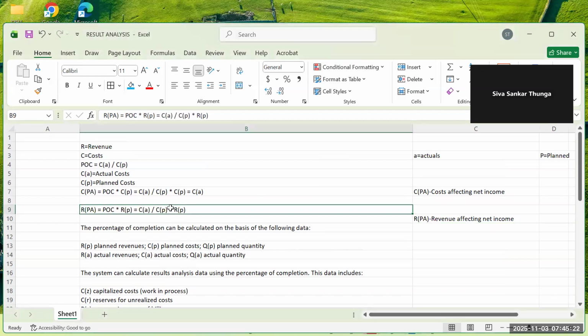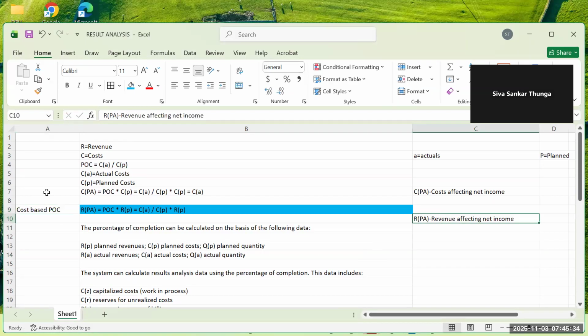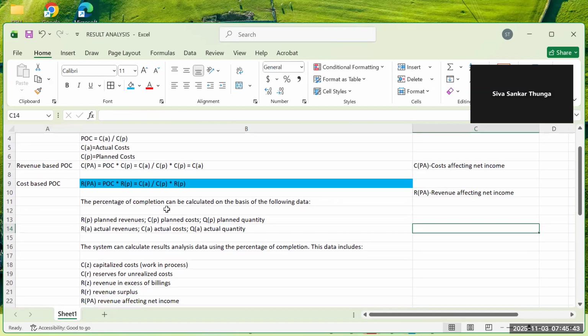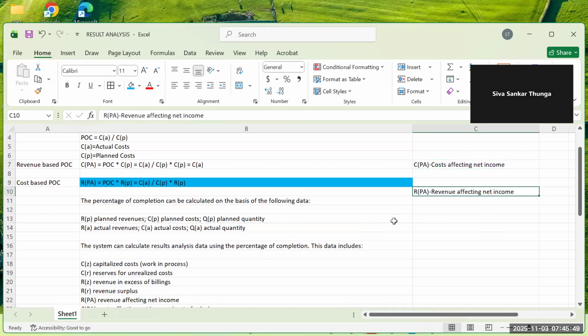In case of cost-based POC, we apply this. In the cost-based POC method, we calculate the revenue affecting net income. In case of revenue-based POC, this is the method of calculating the cost affecting net income or revenue affecting net income.